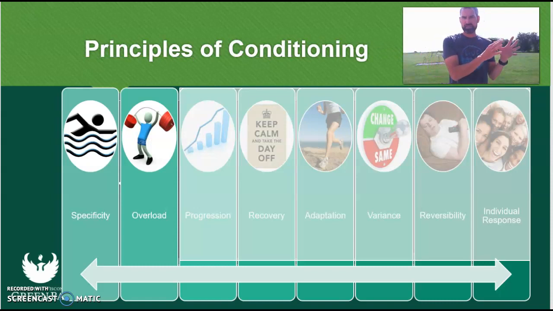So we look at specificity, and then we look at overload. So again, we want that Goldilocks general adaptation syndrome where we have enough stimulus to cause these adaptations.